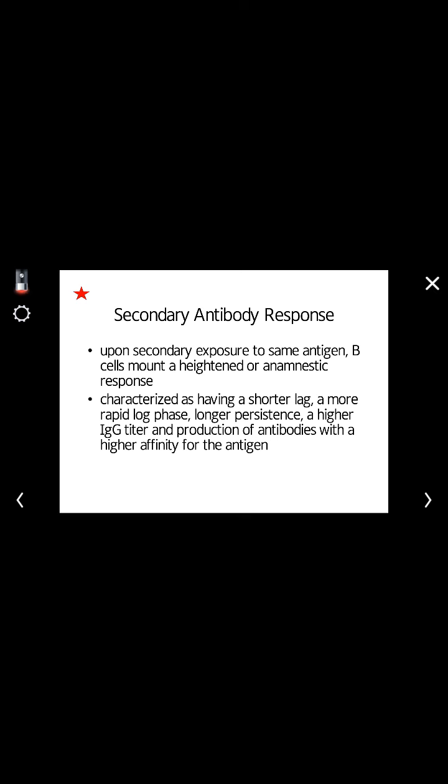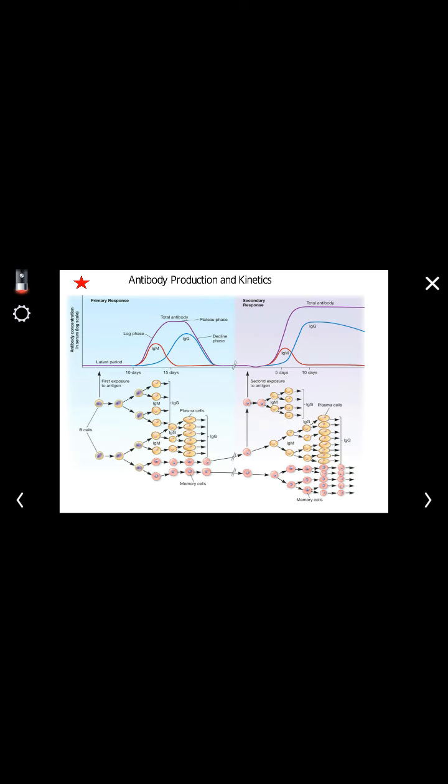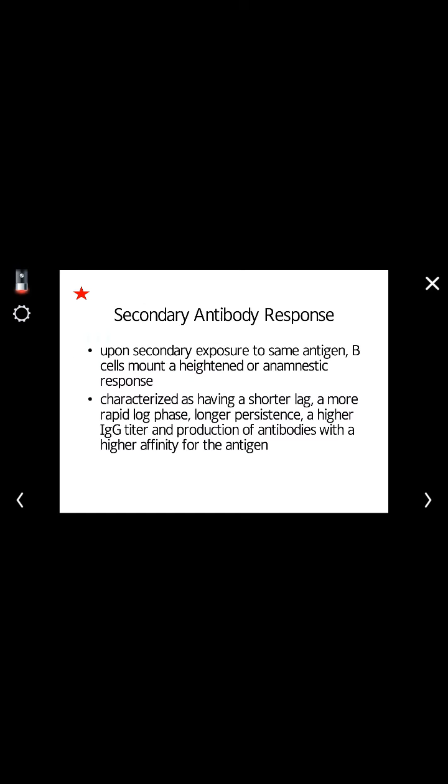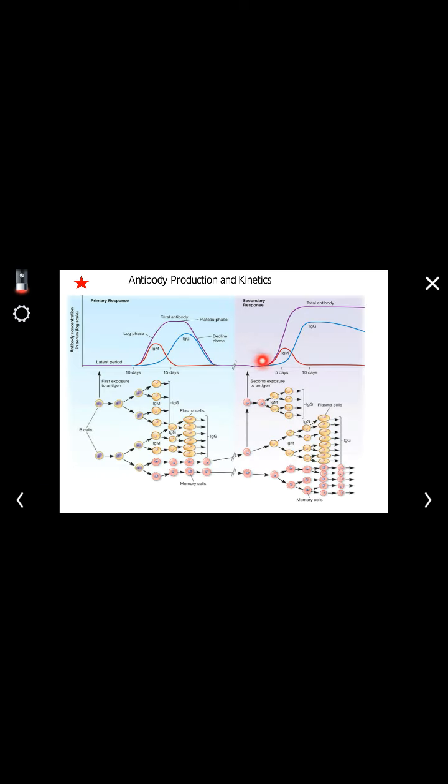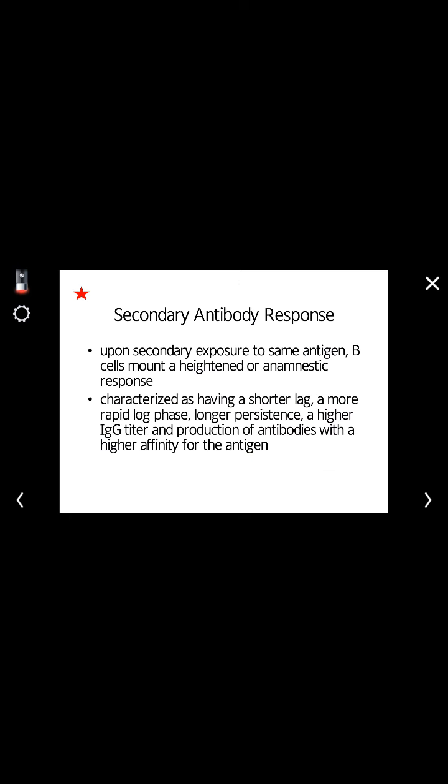But the secondary antibody response, upon a secondary exposure to the same antigen, B cells mount a heightened or anamnestic response. This is characterized as having a shorter lag and a more rapid log phase. So the latent period is not as long, about 5 days versus like 10. It's actually less than 5 days. A more rapid log phase. So look at this log phase. Boom. Increases really quickly in all these cases.